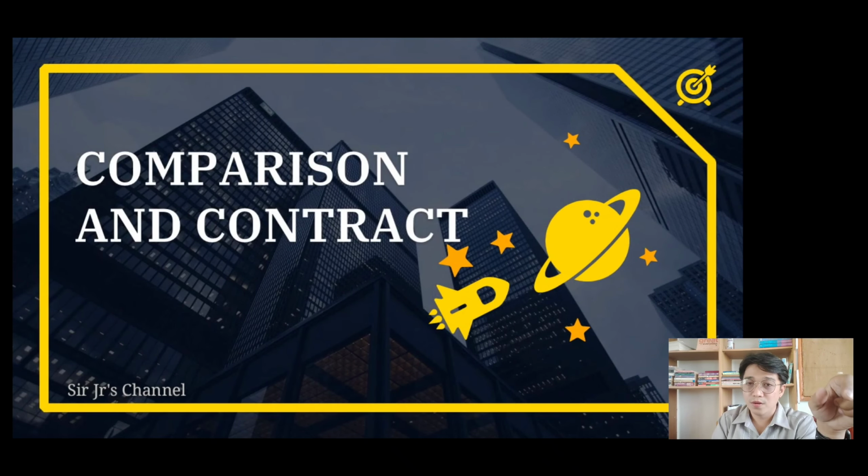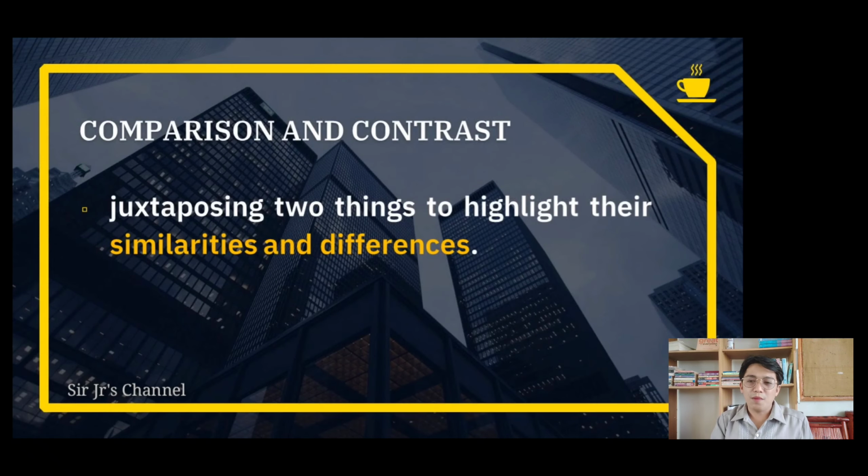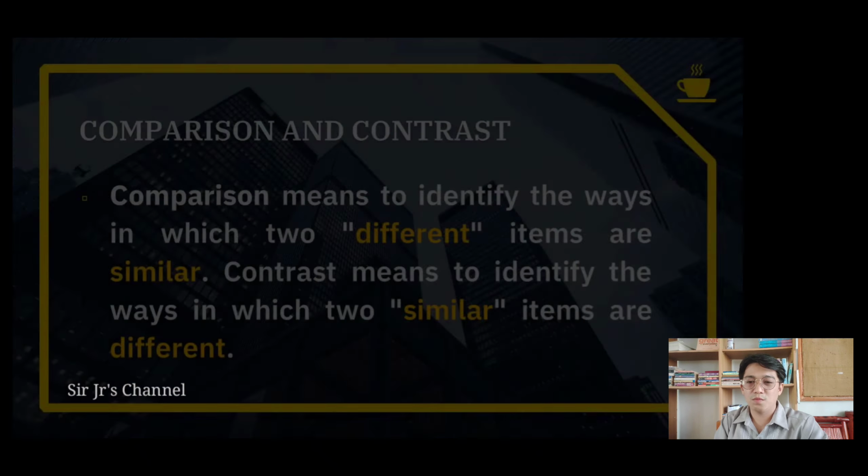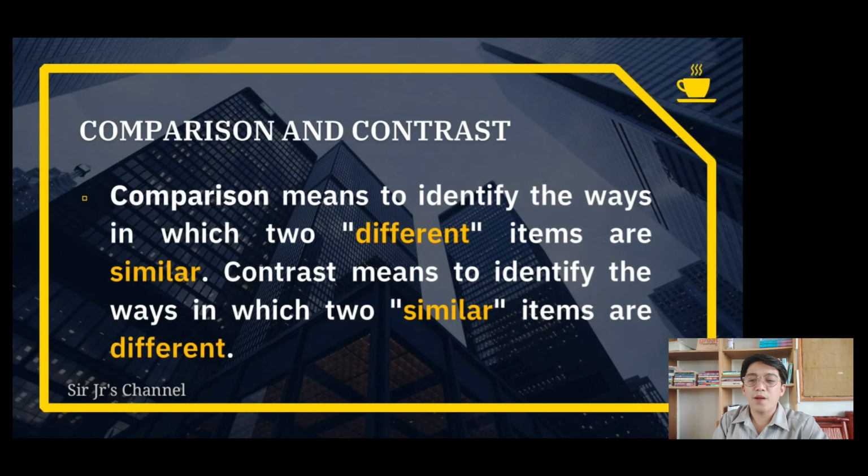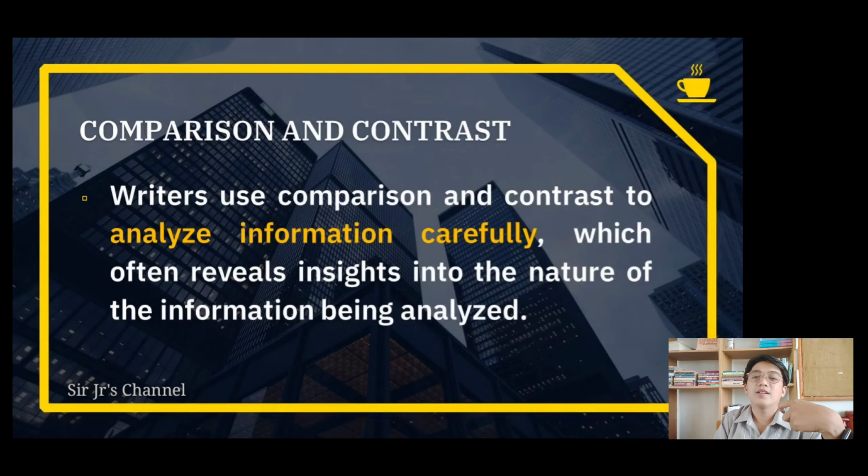This is no longer new to you, but we have to discuss this here. Comparison and contrast is juxtaposing two things to highlight their similarities and differences. Okay, you are trying to compare and contrast two things. Comparison means to identify the ways in which two different items are similar. And contrast means to identify the ways in which two similar items are different. Okay? Take note of that. Writers use comparison and contrast to analyze information carefully, which often reveals insights into the nature of the information being analyzed.